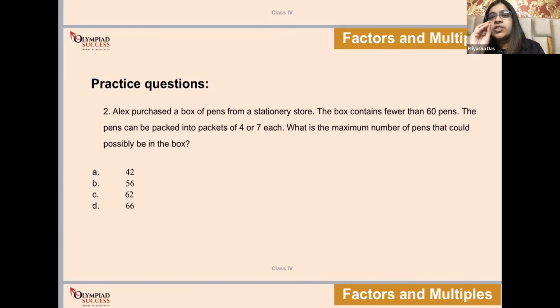Alex purchased a box of pens from the stationery store. Okay, Manit has started answering. The box contains fewer than 60 pens. The pens can be packed into packets of 4 or 7. Okay, so there are 2 choices, right? 2 choices. What is the maximum number of pens that can be possibly stored in the box? Tell me what's the option.